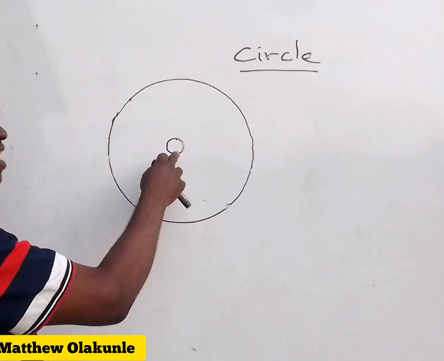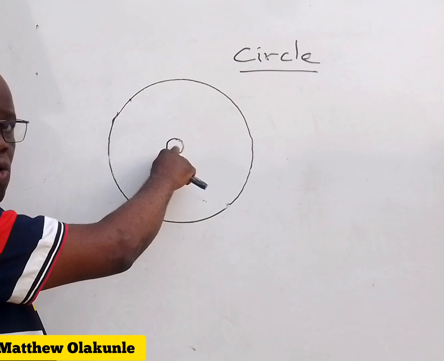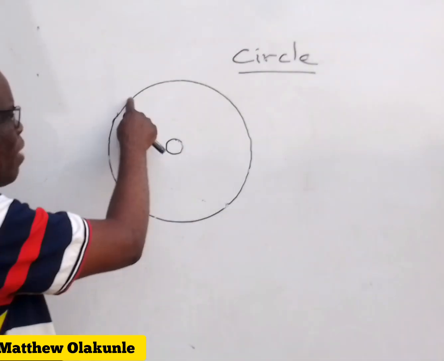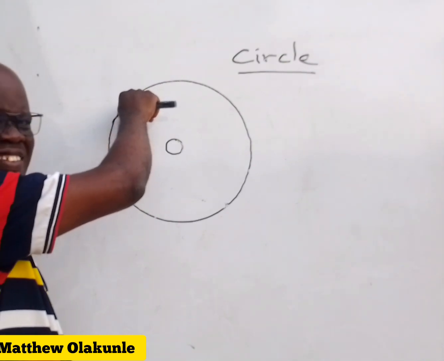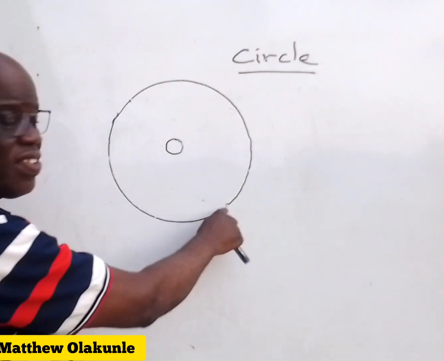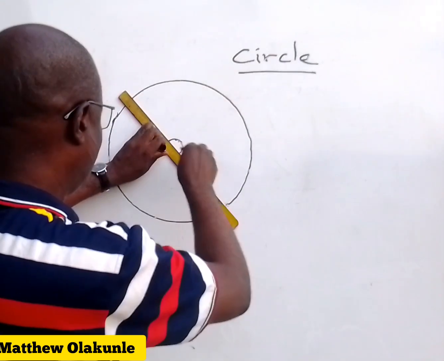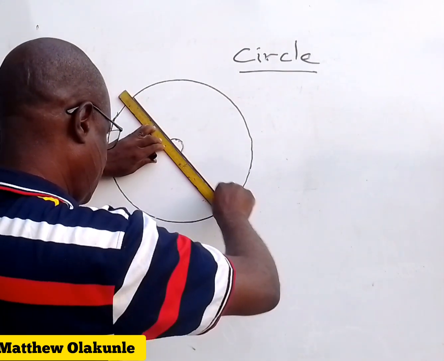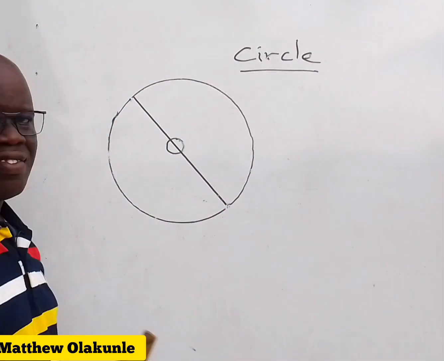Now, the center of the circle, let's represent it by O, center O. So if you have a line that passes through the center O from one point on this circle to another point on this circle, that line is called the diameter. So if you have this, that is the diameter. From here to this place is the diameter.